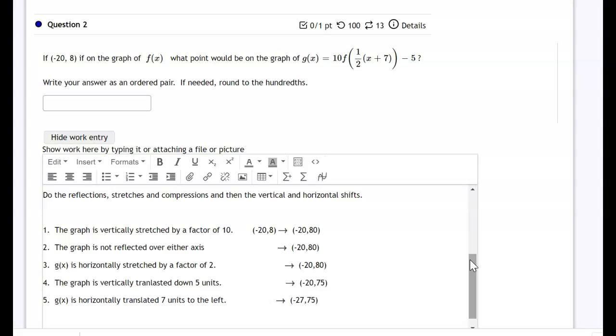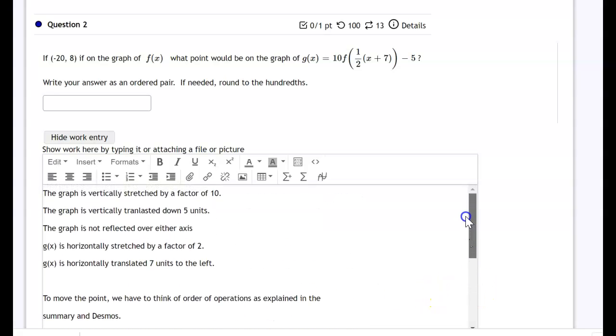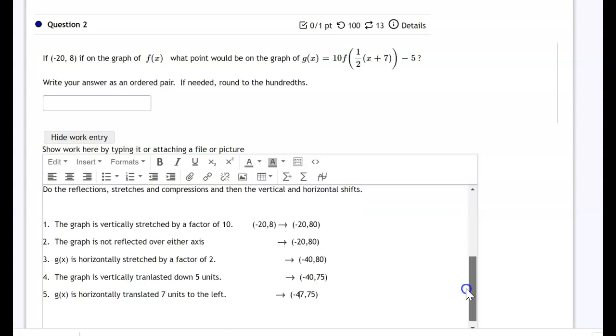So then I think I might have a typo here. The horizontally stretched by a factor of 2 is going to be -4080. Vertically translated down 5 units, so that's going to be the 75. So I got to fix this to be -40. And then it's translated 7 units to the left. That'll make that -47. So I'm going to scroll back up here and make sure I didn't have a typo on the vocabulary here. I don't think I did.